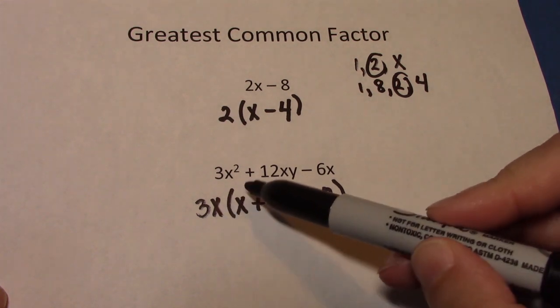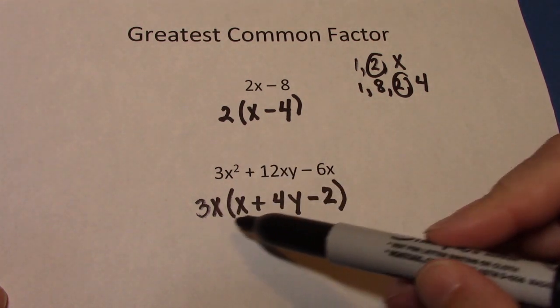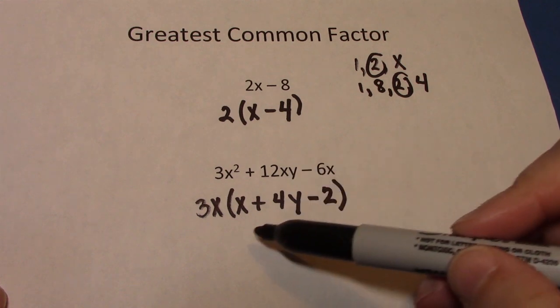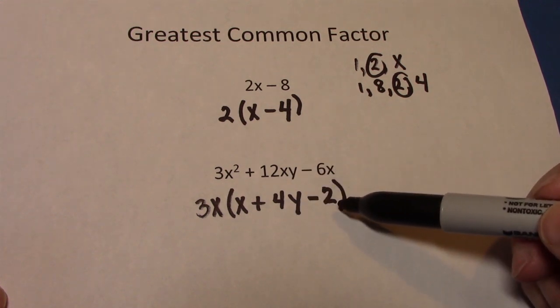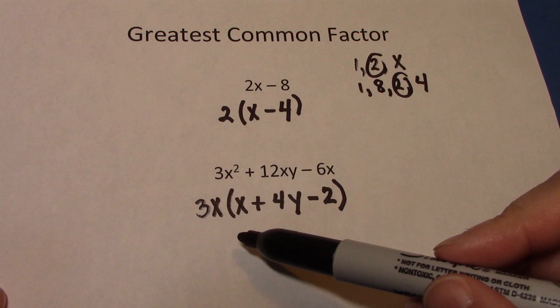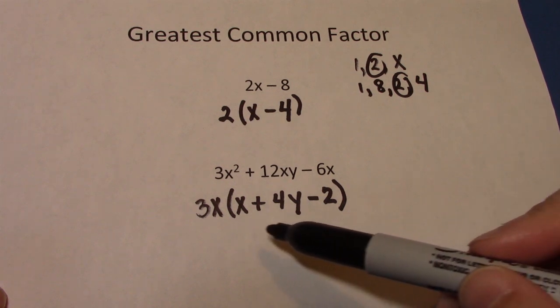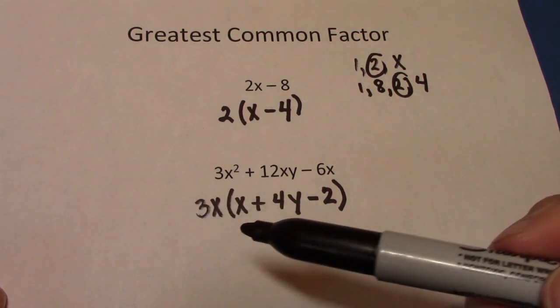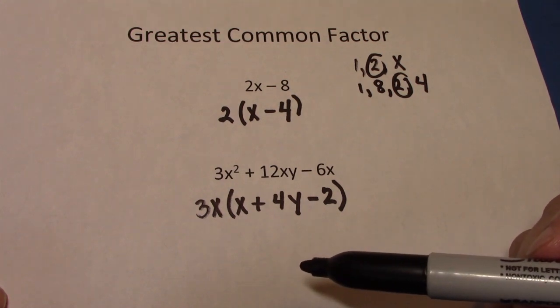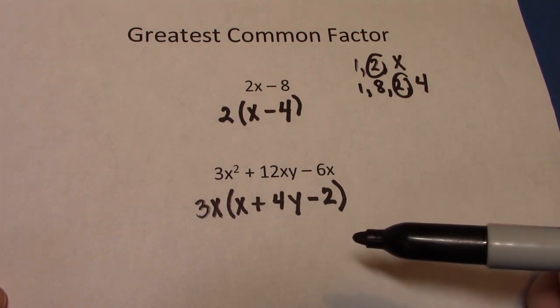So 3x times x would be 3x squared. This would give me the 12xy, and this would be negative 6x. As we'll see in a minute, perhaps I can factor this now, but having the 3x removed from those parentheses might help make things inside the parentheses a little bit simpler.